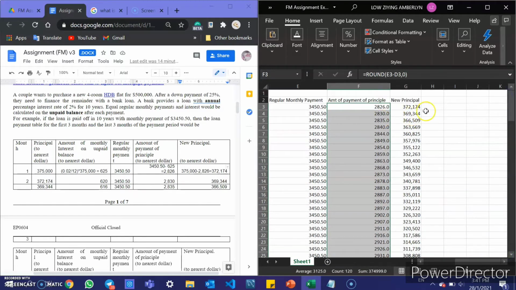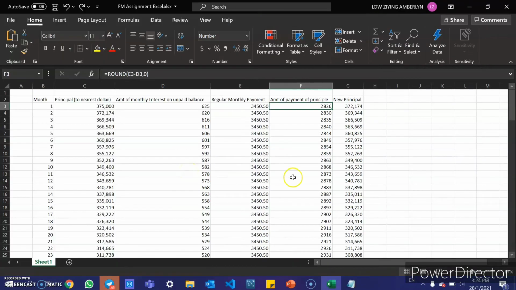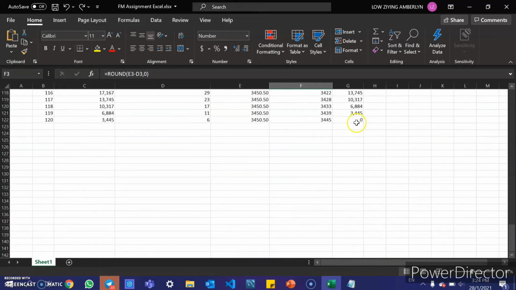Therefore, because of rounding error, we decide to leave it as this. The first value being rounded off to a whole number, but the rest of the values not being rounded off. Eventually, the principal ends off as 0 on the 120th month.